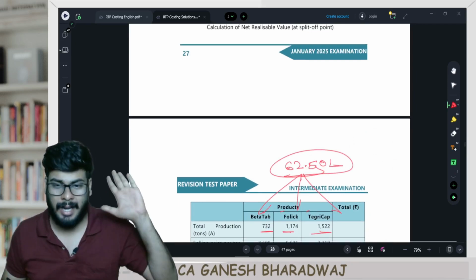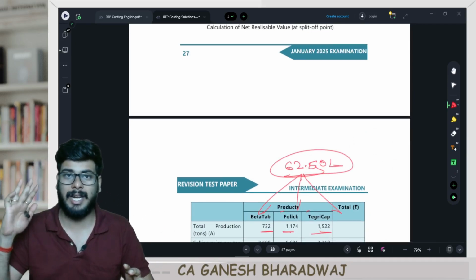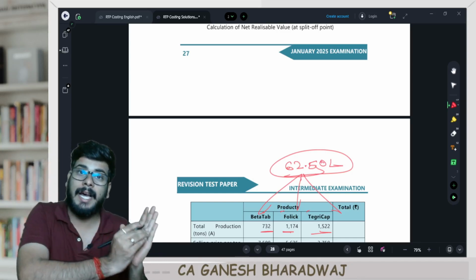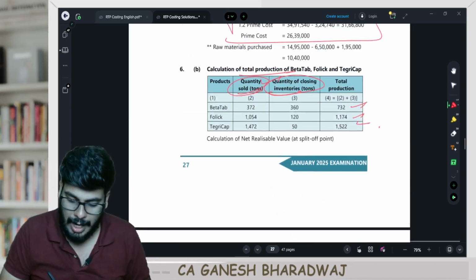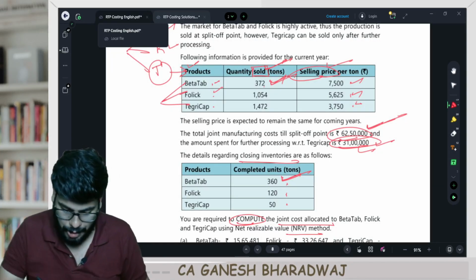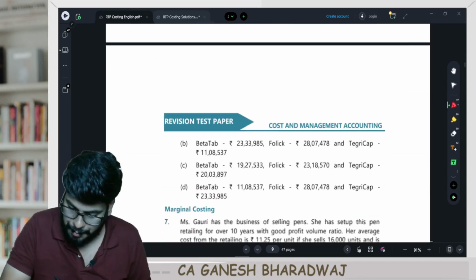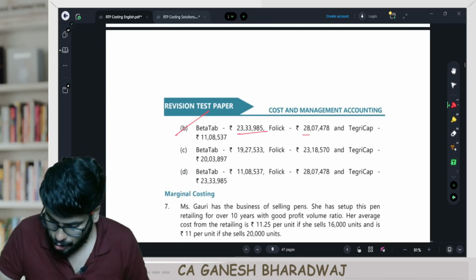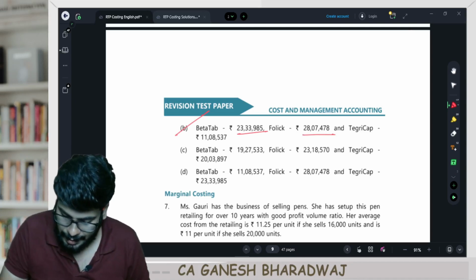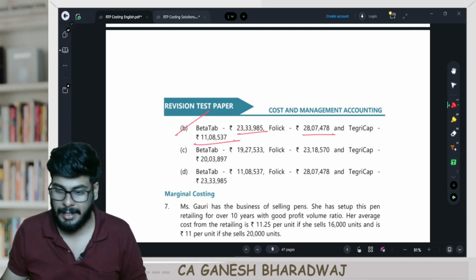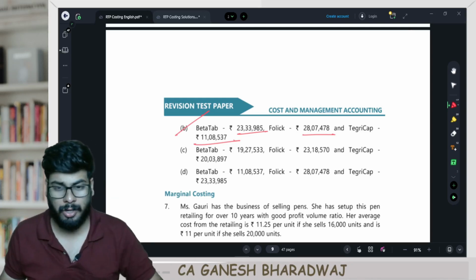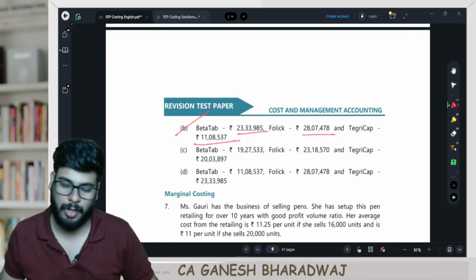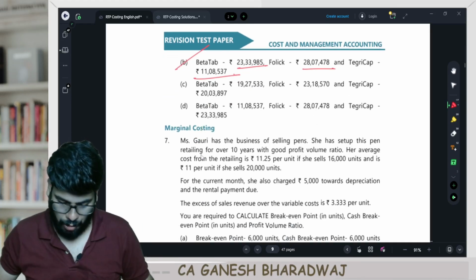See here, the main catch here is not about everyone knowing to calculate NRV, the formula and all. But the first and foremost thing that you need to remember here is NRV should be calculated on the total production, and hence the answer is going to be option number B, which is this: 23,33,985, 28,07,478 and 11,08,530. So that's about this particular question. Remember that NRV should be calculated on units produced and not just on units sold, right? Now going on to the next question.